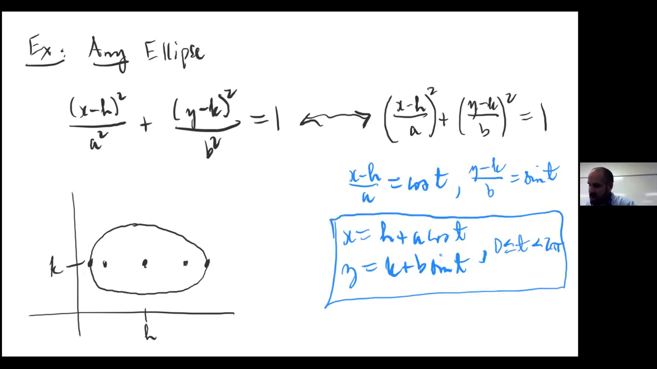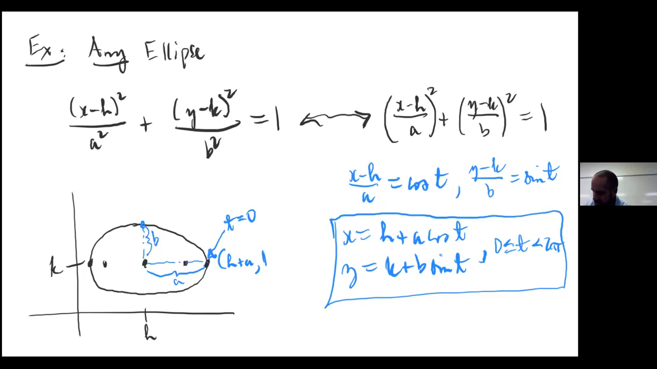And now let's think about this. Where am I? Remember, this distance right here is a. And this distance right here, all the way from here up to here, that's b. Does that make sense? Okay, so where am I when t is 0? Where am I when t is 0? Yeah, this is where we are. If t is 0, I'm at the point (h plus a, k).